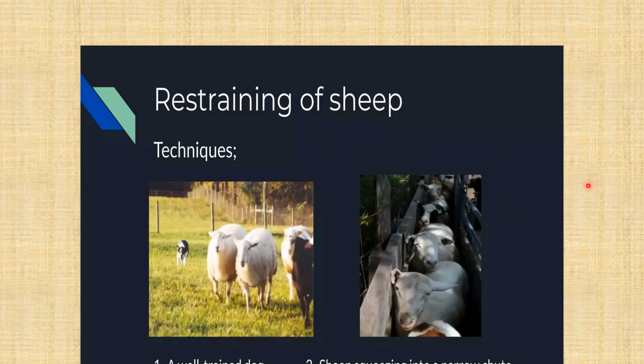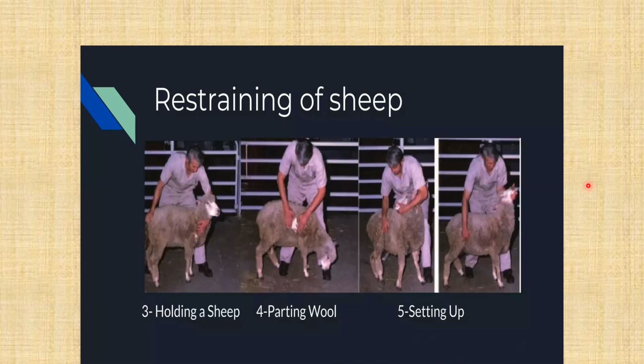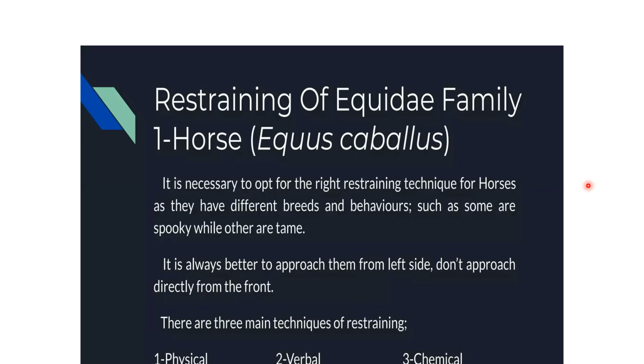And coming to sheep and goat, smaller animals, the restraining techniques are somewhat different. You can see that they can be put in a trough, then approached from the side of that particular animal. The sheep can be held by standing on one side and patting the wool, and the sheep needs to be restrained properly, then set.